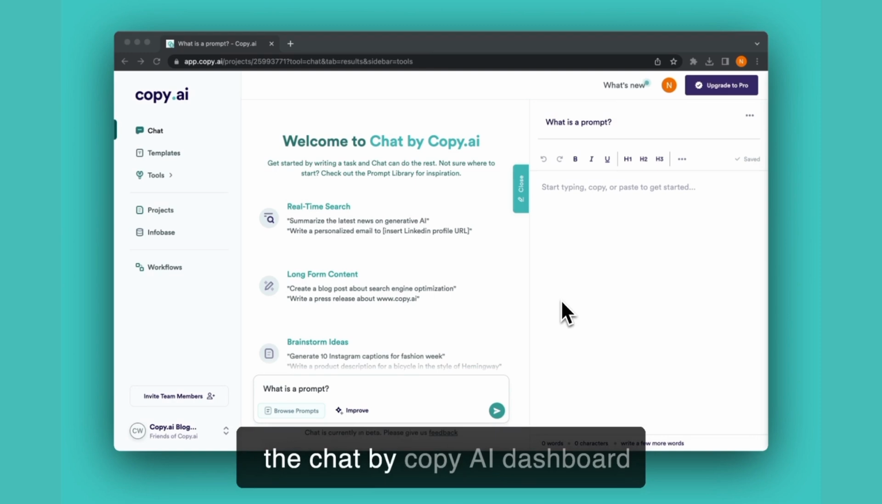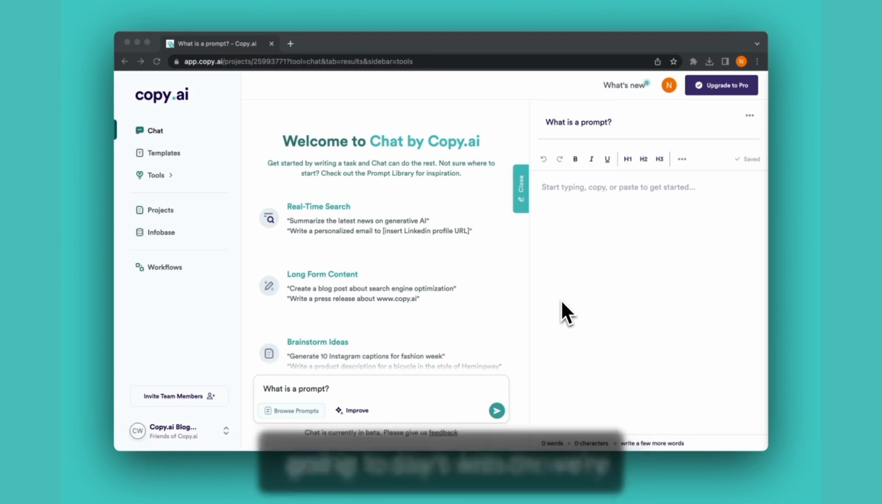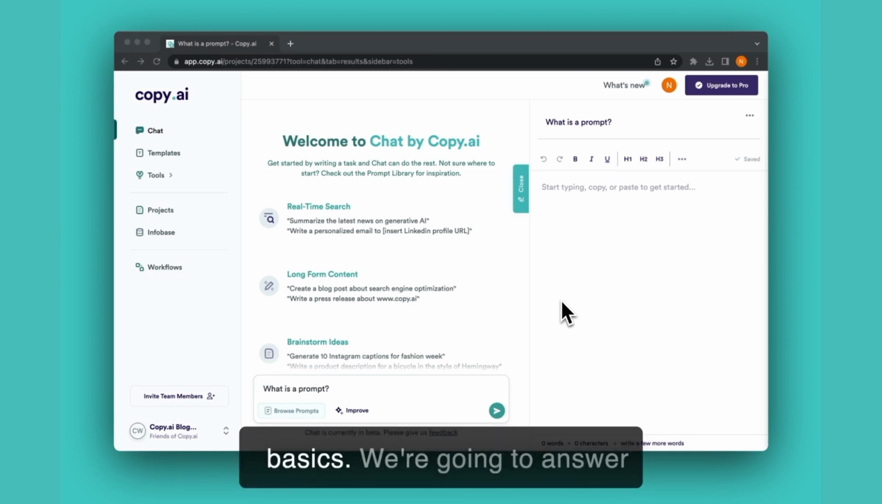We're here in the Chat by CopyAI dashboard, and in today's lesson, we're going to start with the very basics. We're going to answer the question, what is a prompt? Now, we've typed this into the search here, and we'll see what chat has to tell us about what a prompt is.